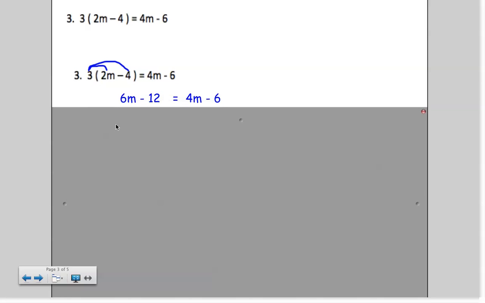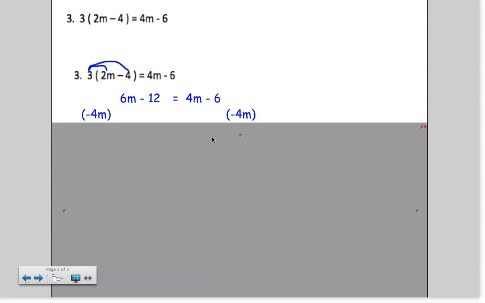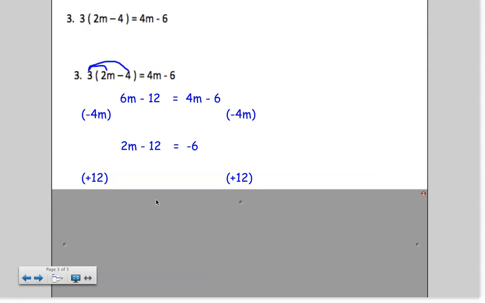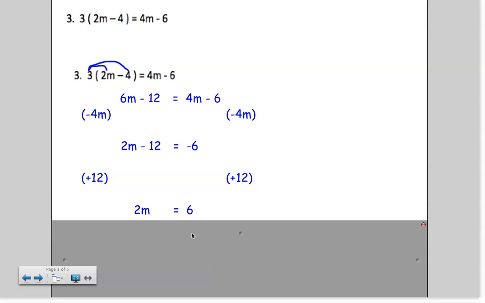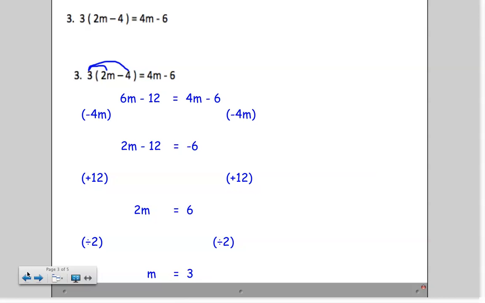Here we've got some brackets, so we need to distribute that 3. We need to multiply everything in the bracket by 3. And that's what I've done right there. So 3 times 2m is 6m, minus 3 times 4, which is 12. And then we can subtract 4m from both sides. Don't forget the minus there. If I subtract 4m, I've still got a minus 6. I'm going to add 12 to both sides, which gives us that. And then I'm going to divide both sides by 2, which gives us 3.